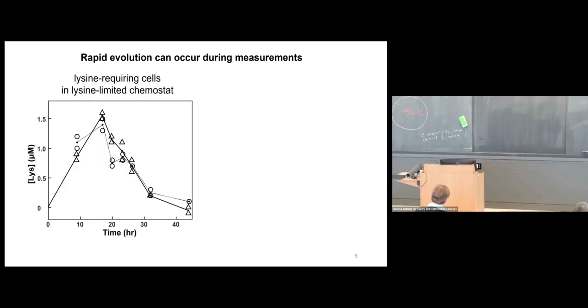Sorry, I don't have time to go through the math, but the expectation is that the lysine concentration in the chemostat should reach a steady-state level. That's expected. But what we saw is not this. It's just a continuous decline, suggesting that the cells have evolved to depress the lysine concentration in the chemostat.